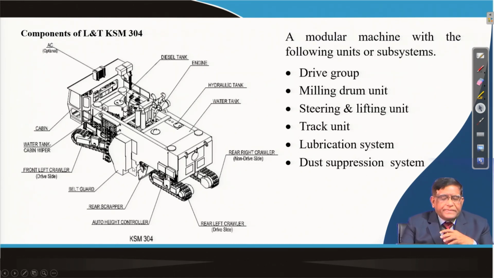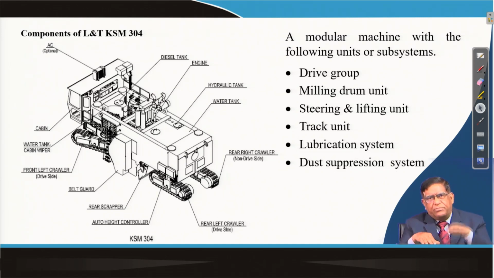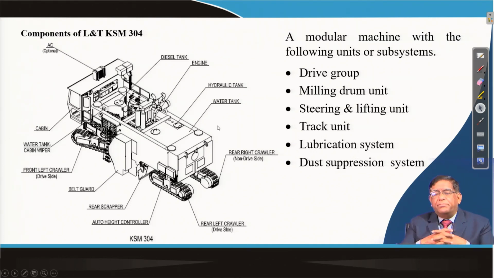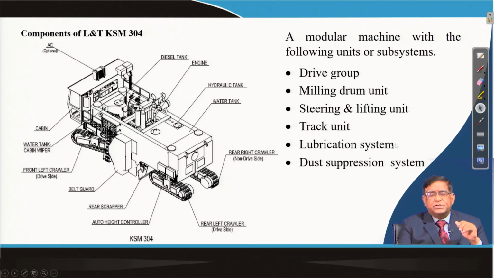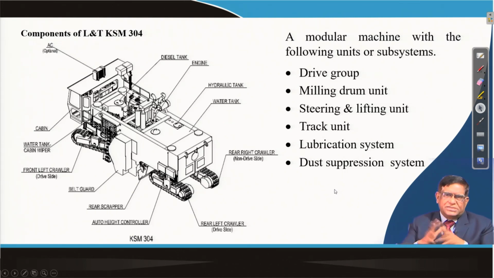So, there are a number of controllers by which they need to control the speed of the drum, how much pressure will be given on the drum, or exactly how much bite will be given by the drum. So, basically if you are asked what the main constructional components of these machines are: it has a drive group, a milling drum unit, a steering and lifting unit, a track unit, a lubrication system and a dust suppression system.